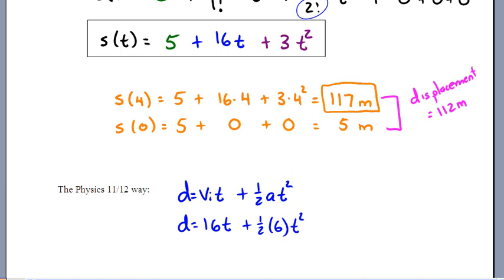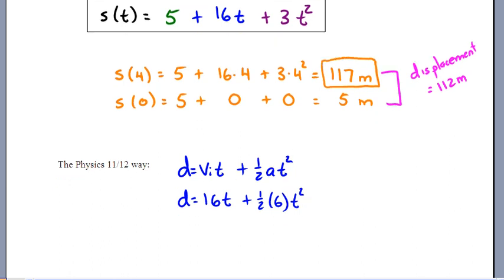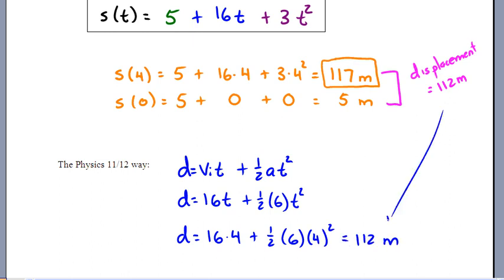And if we try to put in a time of 4 seconds, what's going on at time 4? Then sure, we can actually see that the displacement is 112 meters. So it gives you that value. And then you'd have to go and add on the original 5 meters to see where it's located.